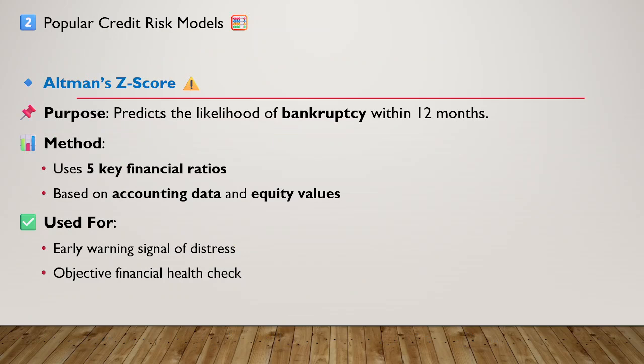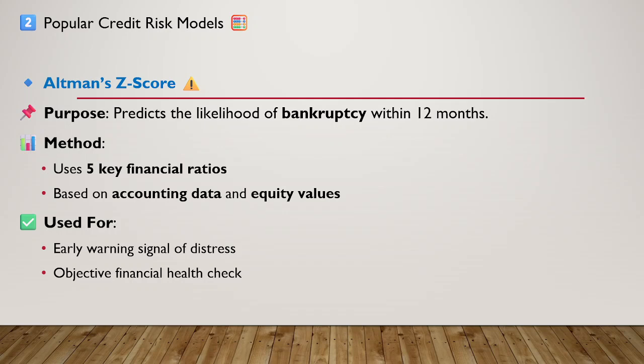We'll begin with Altman's Z-score. This model predicts the likelihood of bankruptcy within the next 12 months using 5 financial ratios. It's an accounting-based model that uses data like working capital, retained earnings, and market value of equity. It gives an early warning signal. If a borrower's Z-score is low, it indicates high financial distress. It's simple, objective, and particularly useful for quickly scanning the financial health of a firm, especially in manufacturing or non-financial sectors.